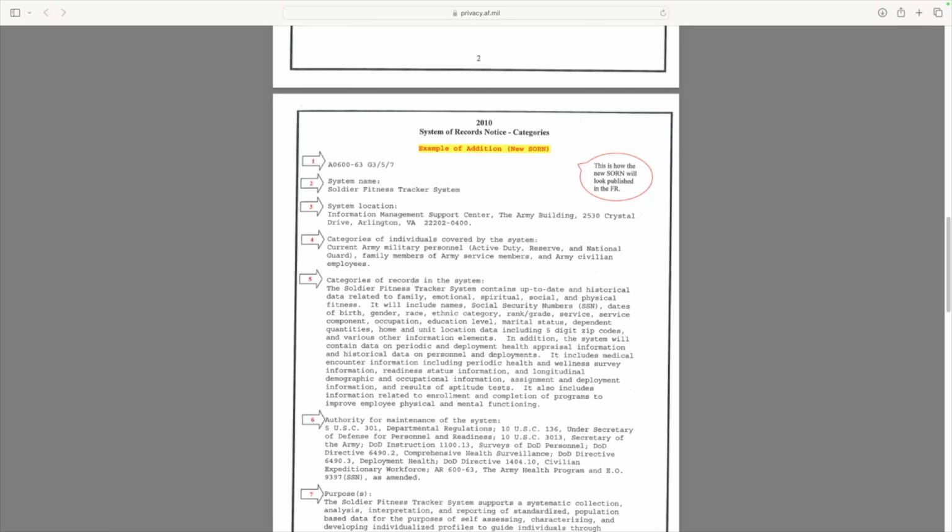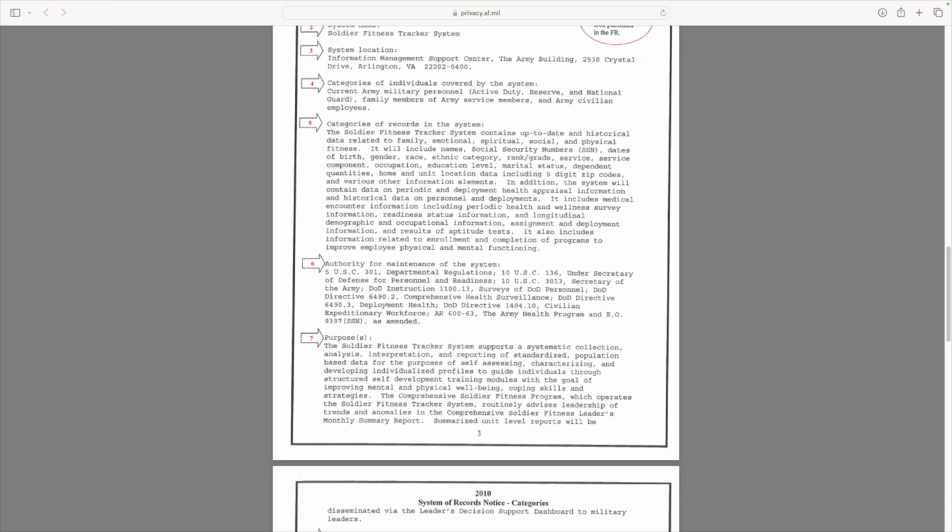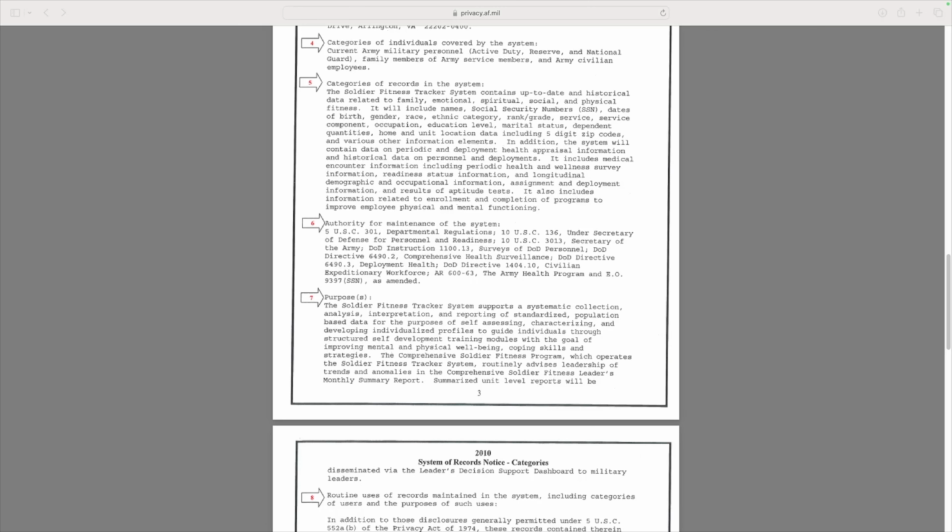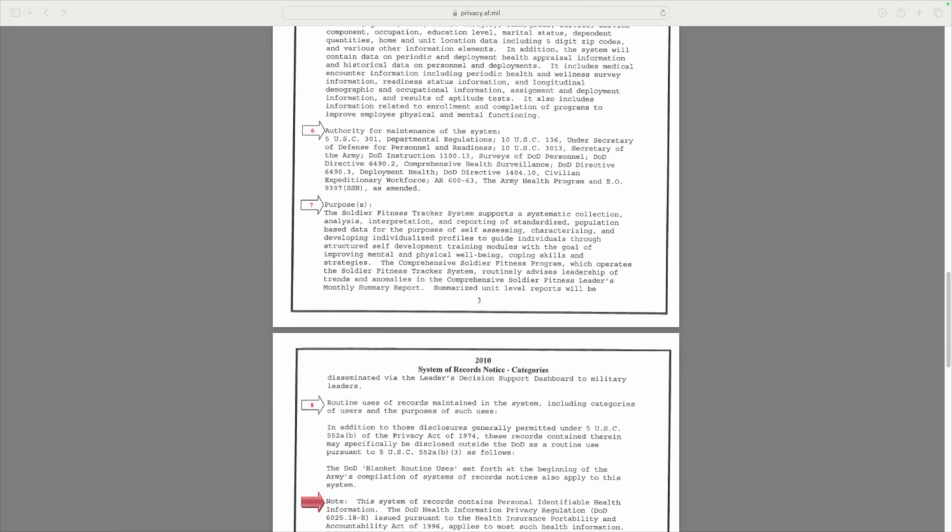Now, when you look at it, you see that it comes with a system name. It comes with the location where the system is located, categories of individuals covered by the system, and all this information that is being collected is trying to give you an awareness that, hey, if anything happens to your system, we can speak to the kind of records that it contains. What was the system used for?